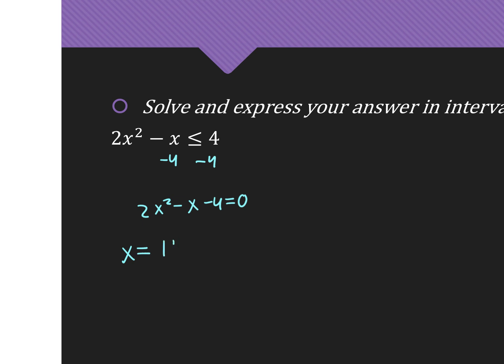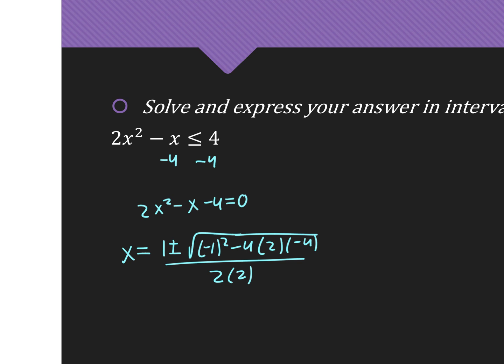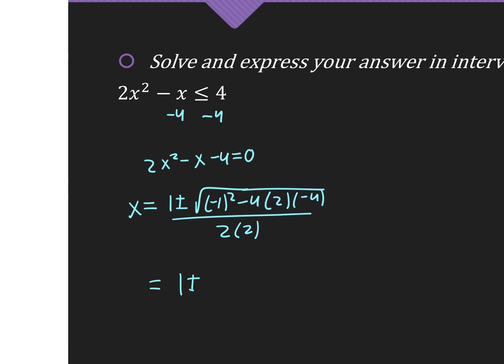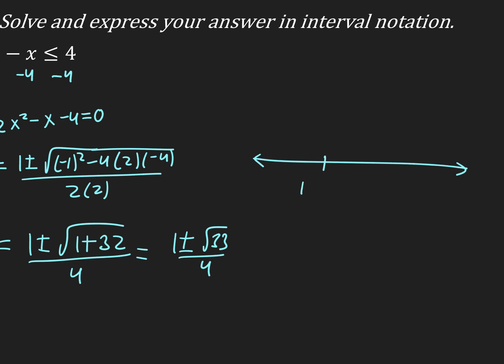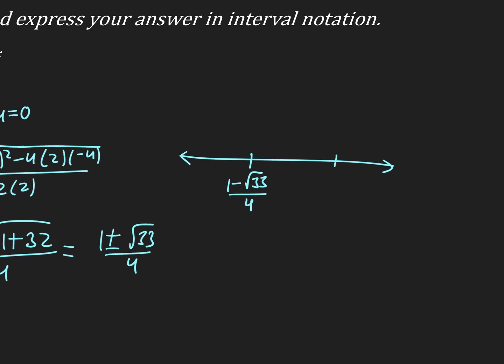So this is going to be x equals 1 plus minus the square root of negative 1 squared minus 4ac, so minus 4 times 2 times negative 4, over 2a, so over 2 times 2. All right, so this is going to get me 1 plus minus the square root of 1 plus 32 over 4, equals 1 plus minus the square root of 33 over 4. All right, so we get two answers here, and if we plot them on a number line, the smaller one is going to be the one with the minus, so it's going to be 1 minus the square root of 33 over 4. And the bigger one is going to be the one with the plus, so 1 plus the square root of 33 over 4.